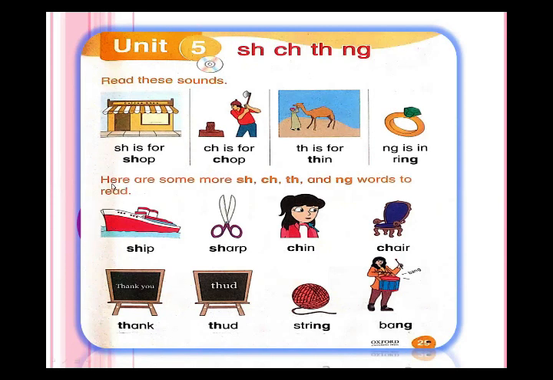Now our next activity is, here are some more sh, ch, th and ing words to read. We will read these words. Okay. What is it? It is a ship. Sha for ship. Okay. What is it? Sharp.